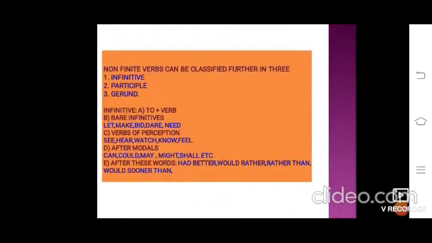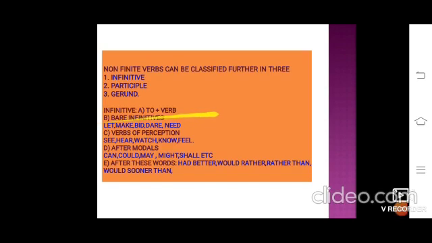Now non-finite verbs can be classified further into three: infinitive, participle and gerund. In this also you have learned earlier. Next, what is an infinitive? Infinitive is 'to' plus verb. The verb that is used after 'to' is always in its root form, or the first form, that is to write, to speak, to play. So these are verbs that will never be changed, so they are called non-finite infinitives.